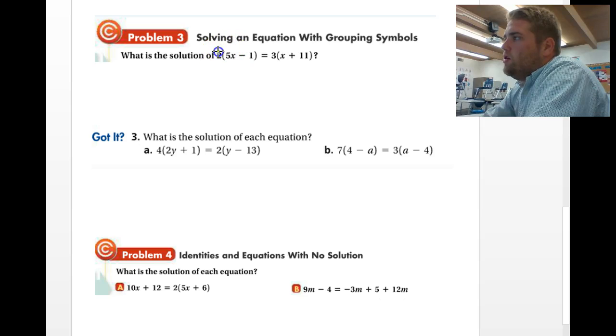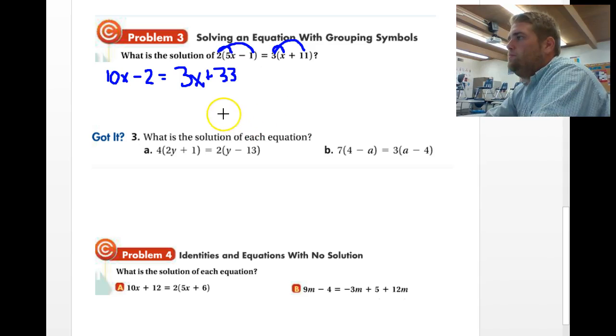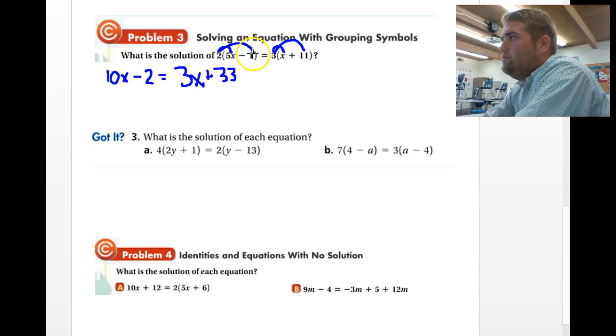So we do something called the distributive property. I take 2 times 5x, well 2 times 5 would be 10x, minus 2 times negative 1, which is 2. And that's equal to 3 times x, which is 3x, and 3 times 11, which is 33. So here's our new equation.